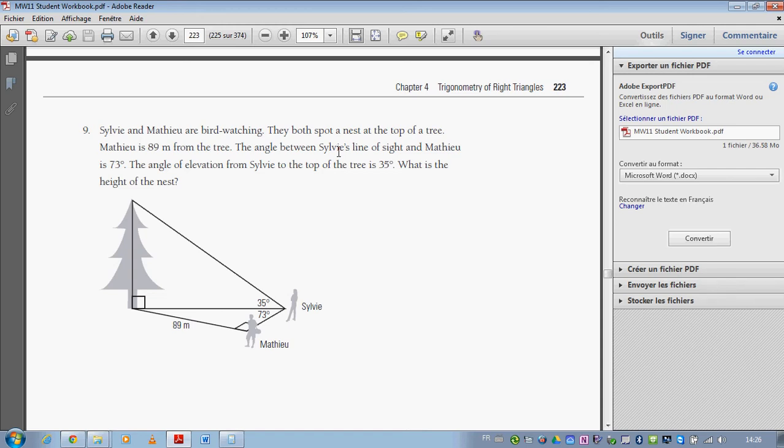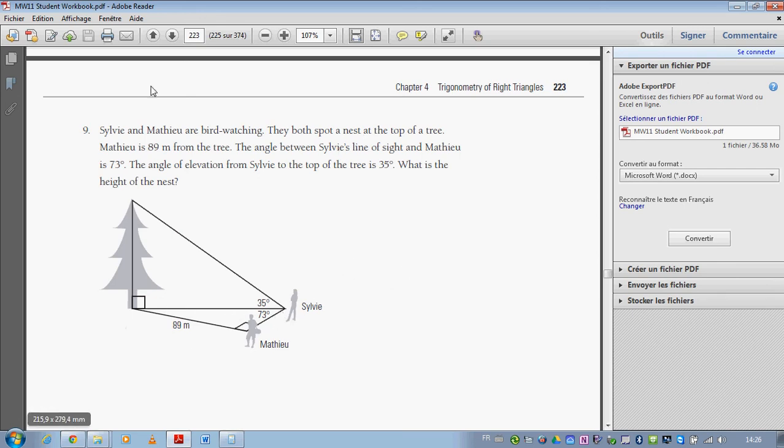The chapter can be summed up as SOH CAH TOA, where the sine ratio is equal to the opposite divided by the hypotenuse, the cosine ratio is equal to the adjacent divided by the hypotenuse, and the tangent ratio is equal to the opposite divided by the adjacent. Okay, so that is the entire chapter, and then using that information, and using common sense and pure logic, you can figure out information. You can pretty much answer all the questions in this chapter.